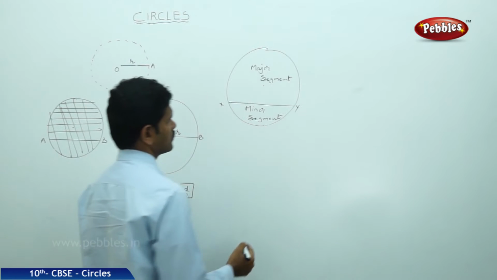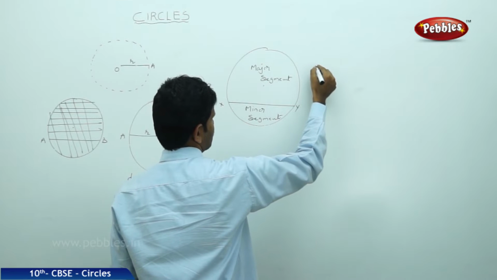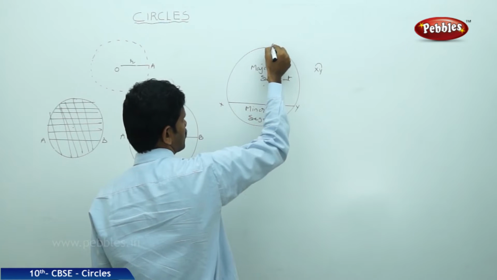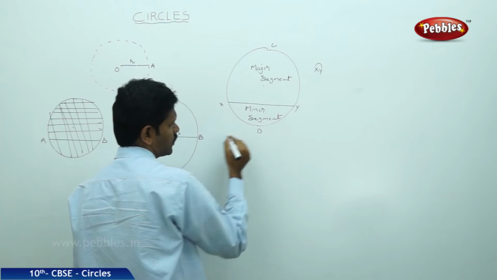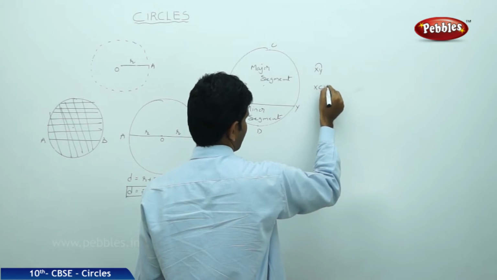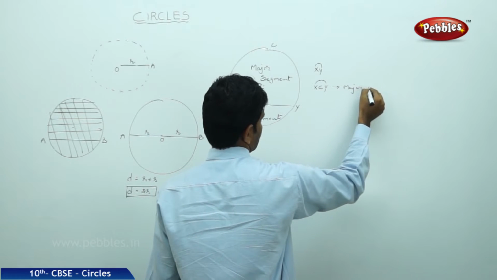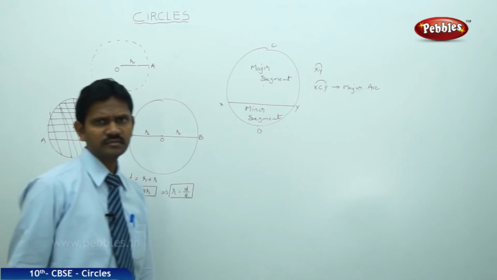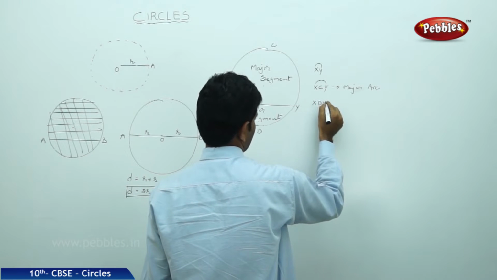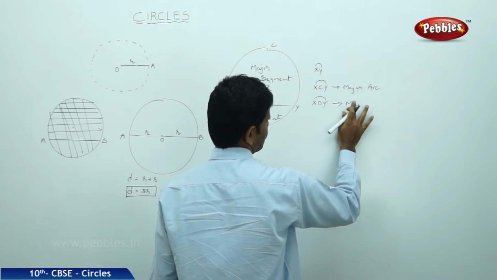And XY is called major arc. Let us consider a point C. Let us consider a point D. Now, XCY is called major arc. XDY is called a minor arc.